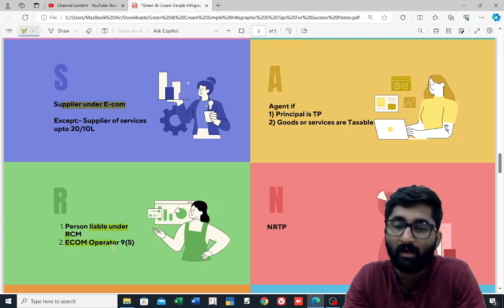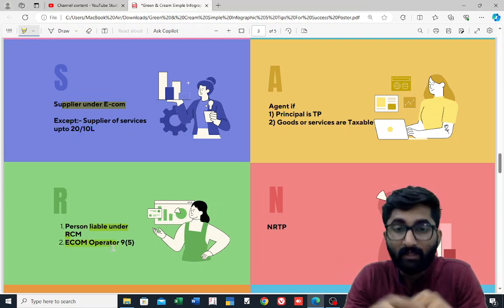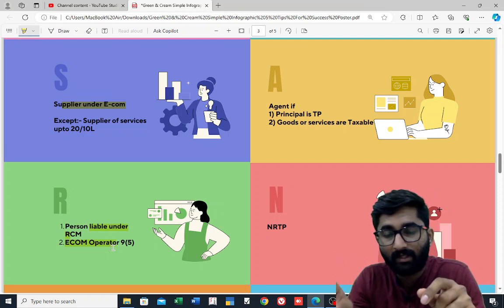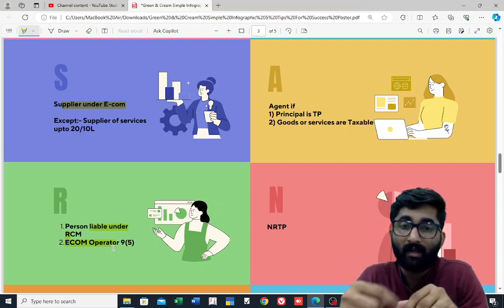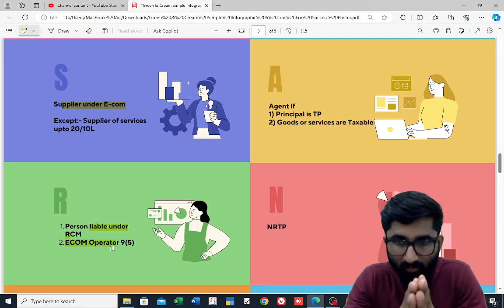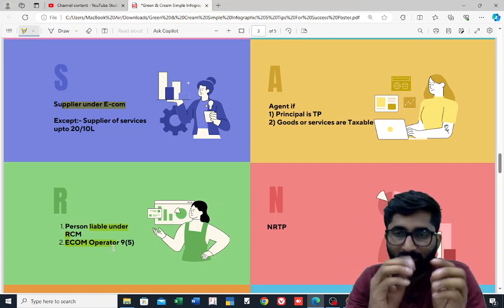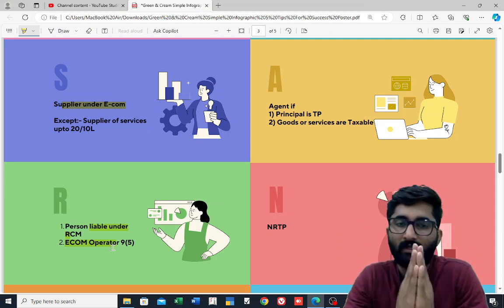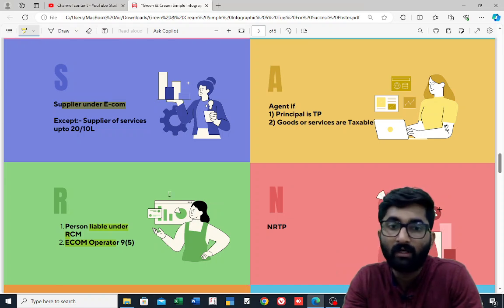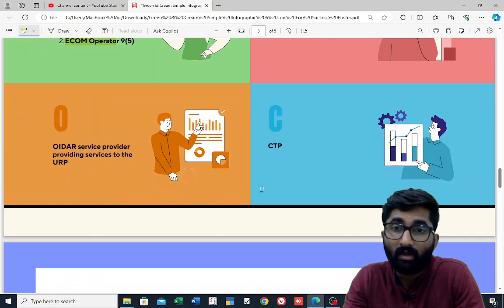E-commerce operator under section 9 subsection 5. That means we have discussed in section 9 subsection 5 that the e-commerce operators are liable to pay under RCM. If the e-commerce operator is liable to pay under RCM, that means he is required to take the compulsory registration. So the e-commerce operator is required to take compulsory registration, especially under section 9 subsection 5.